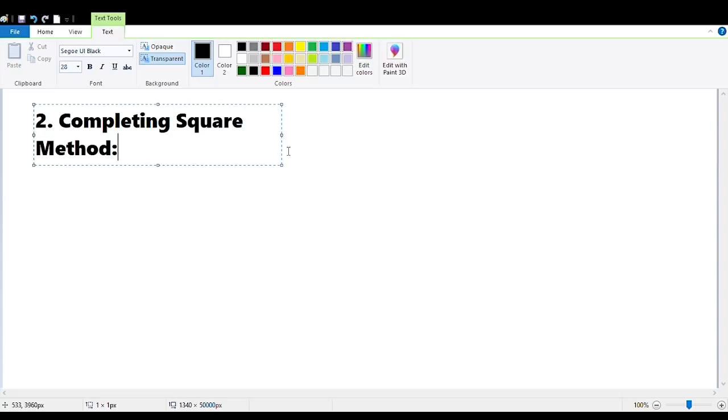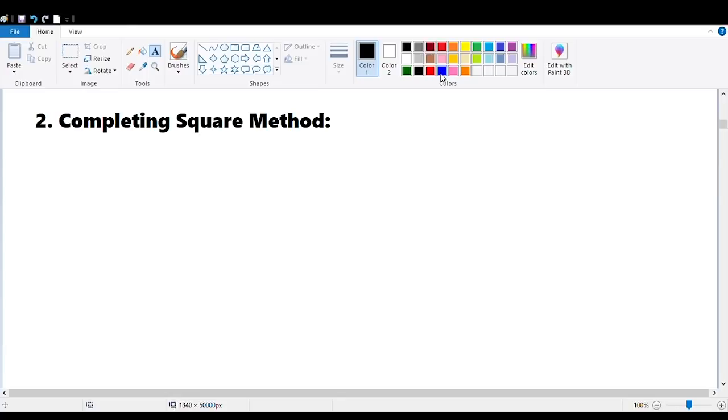Completing the square method. Let me just make this a little bigger. So, what is the completing the square method? Again, first we'll start off with the standard form. For every method, you want to start off with a standard form so that you don't mess up anywhere at all. So the standard form, the generalized one we're using first, is ax squared plus bx plus c equals 0.